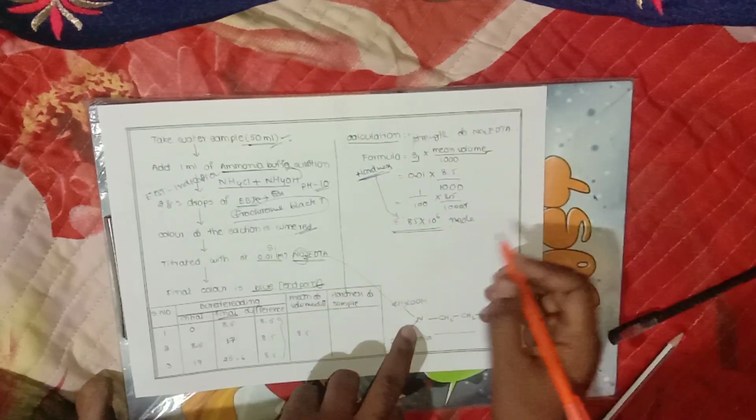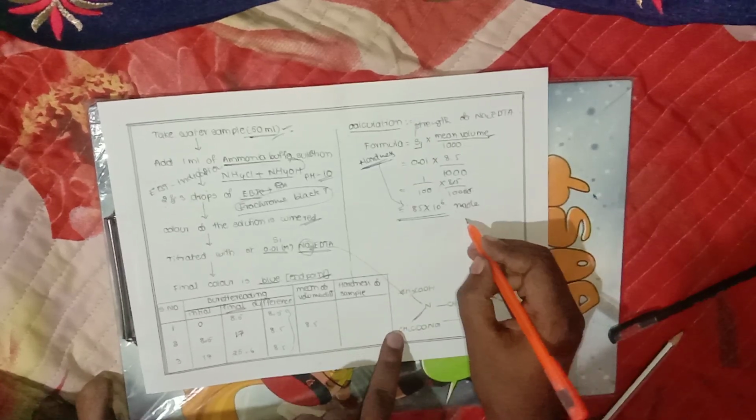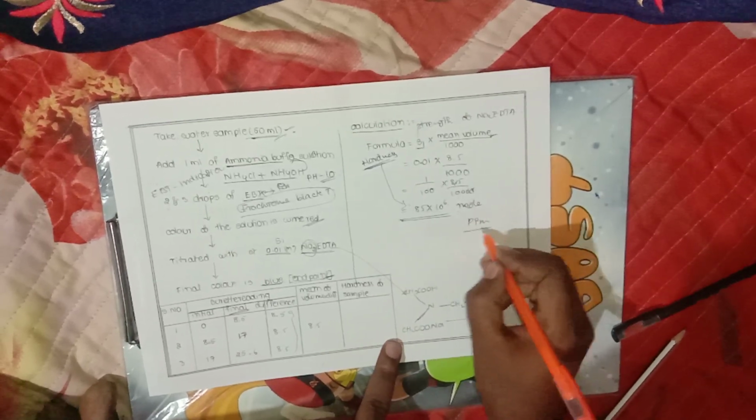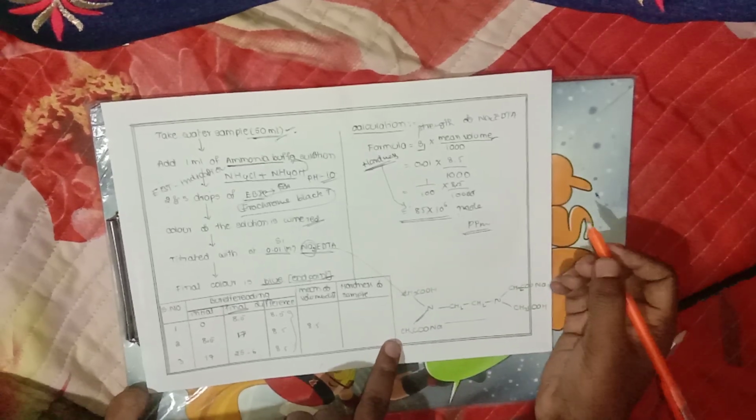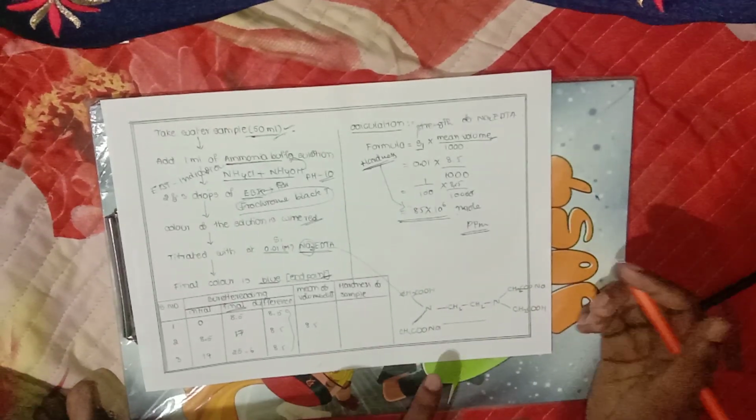We can express the hardness in ppm also, parts per million. For parts per million we have to go through one method. I will explain in the next video.